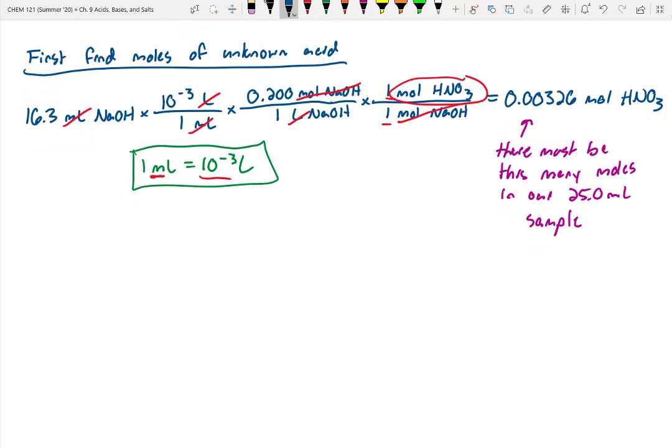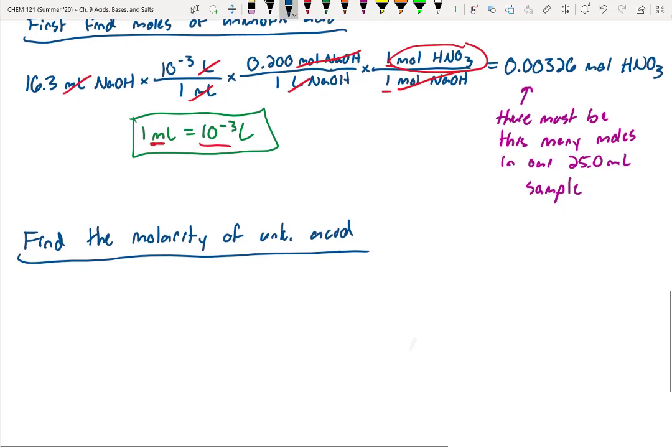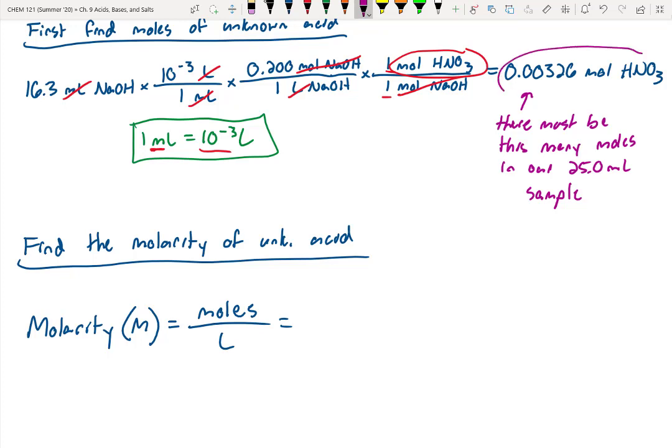Okay, let's do part 2. Part 2 would be find the molarity of our unknown acid. All right, molarity and moles aren't the same. So if you remember, molarity has the symbol M, and it's equal to moles over liter. Well, we already figured this part out right here, so I could go ahead and plug that in. So let's go ahead and do that.